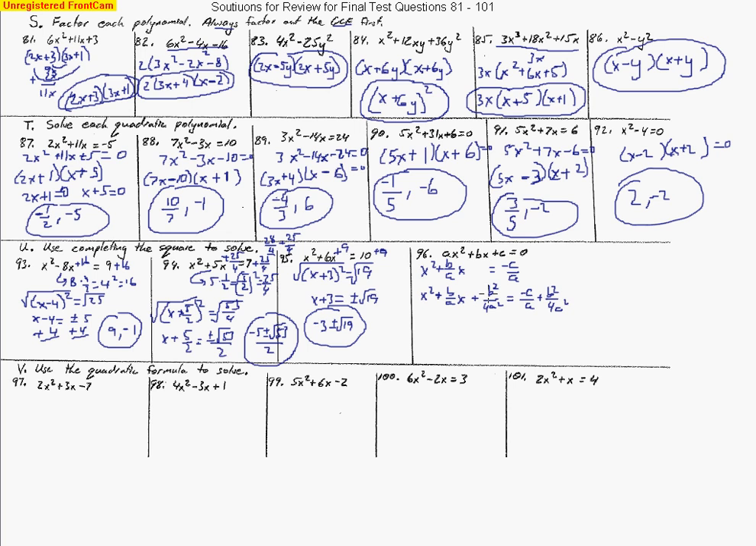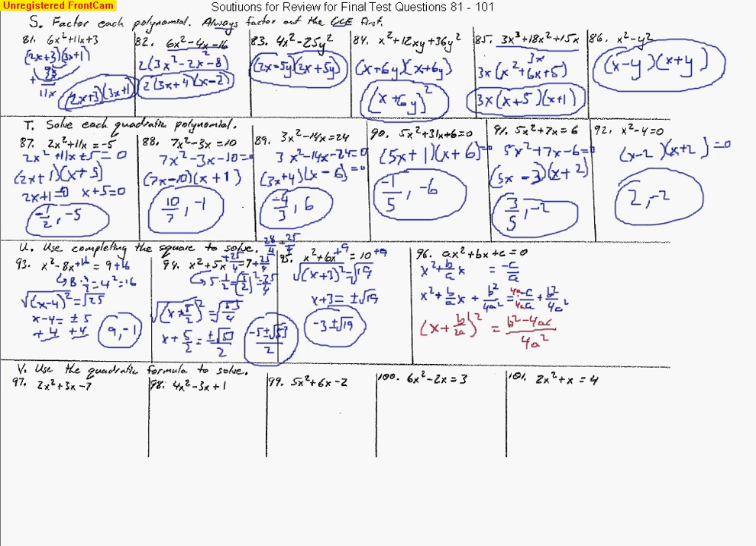Well, I need to come up with that common denominator and add these two fractions together. And so when I do that, on this side I can factor it. I get x plus b over 2a, quantity squared. Here I have to multiply this by 4a over 4a. And so when I do that, I get b squared minus 4ac all over 4a squared.